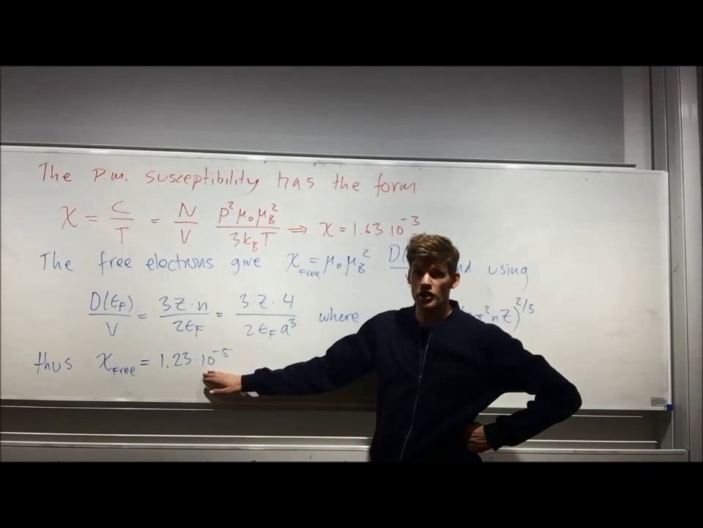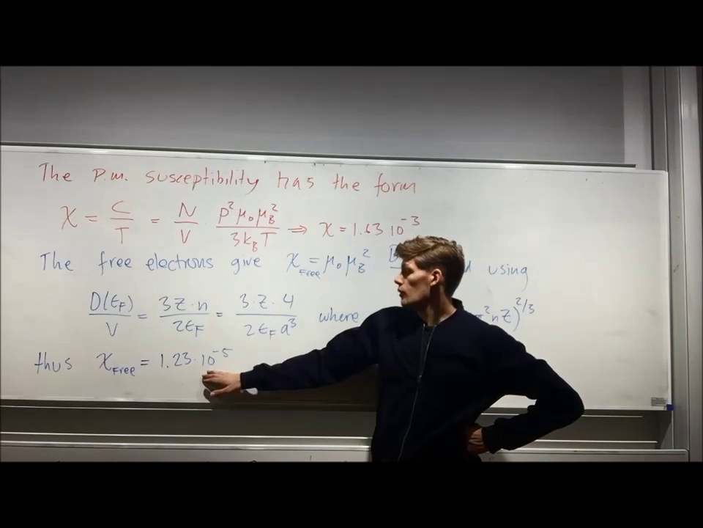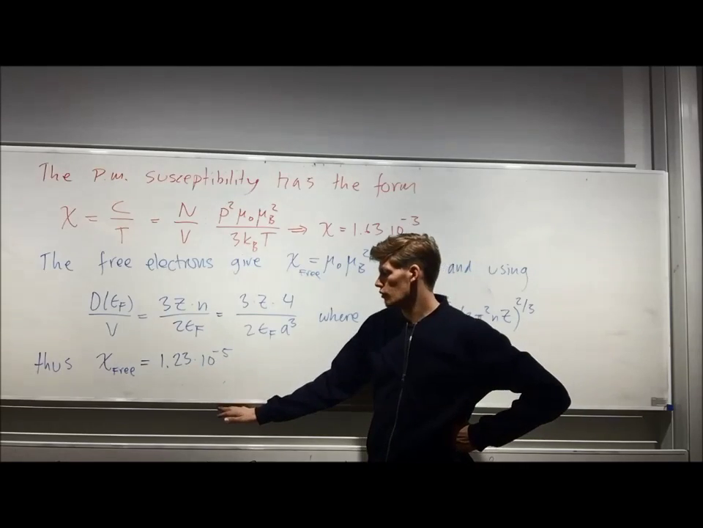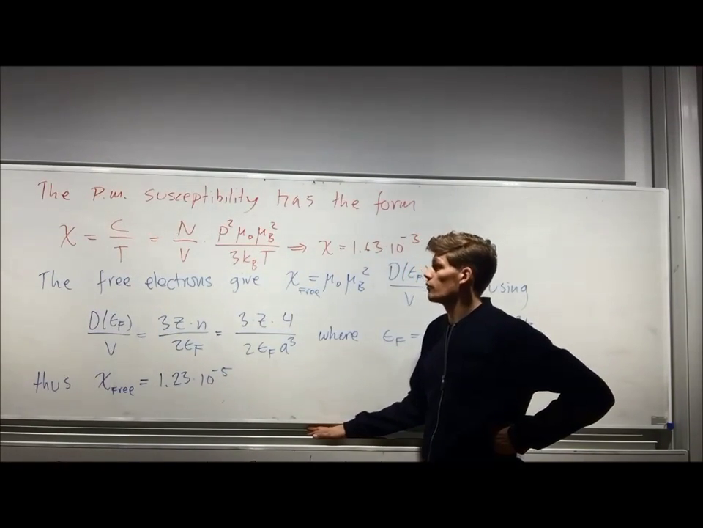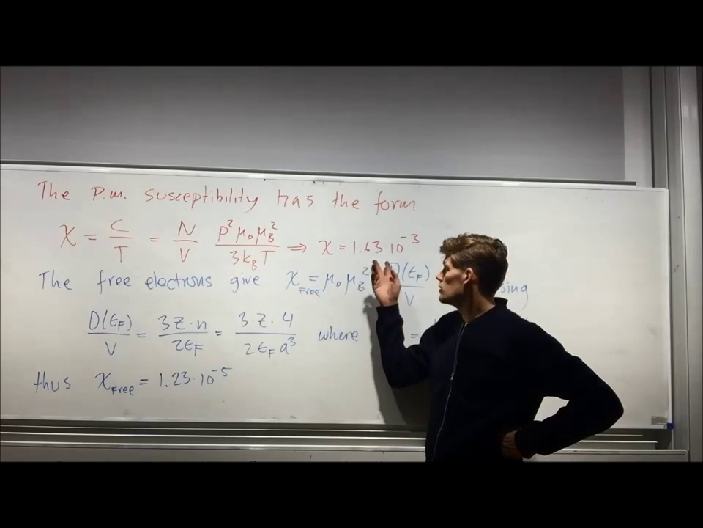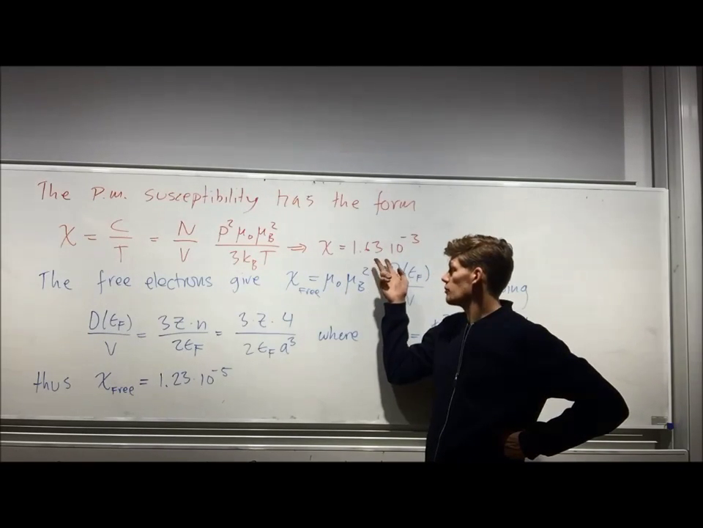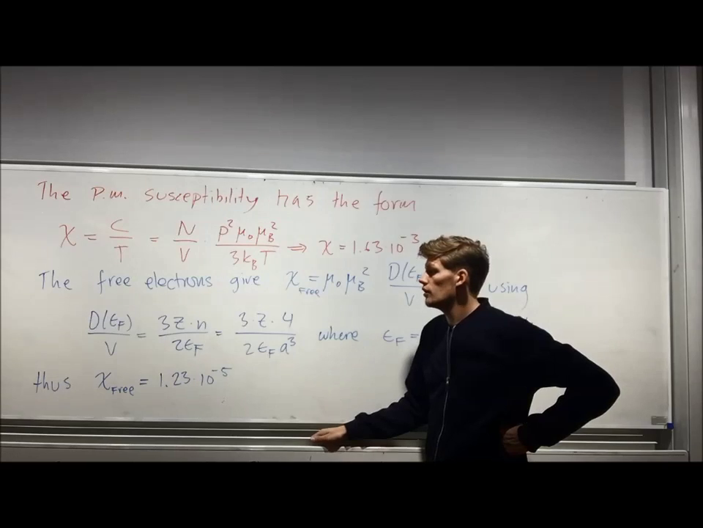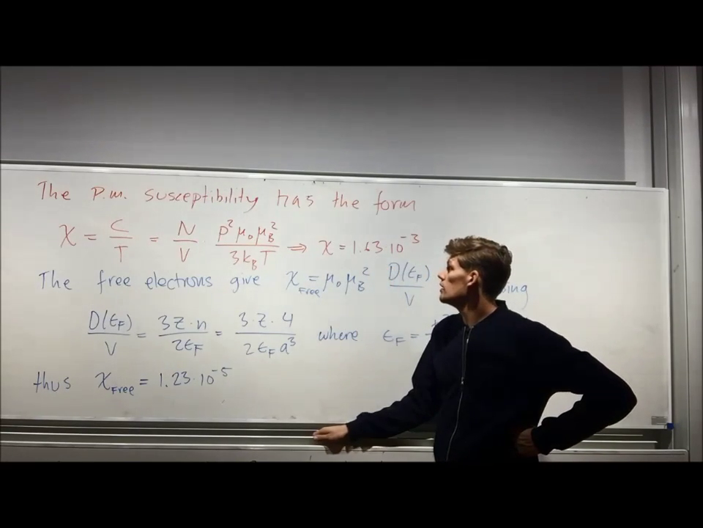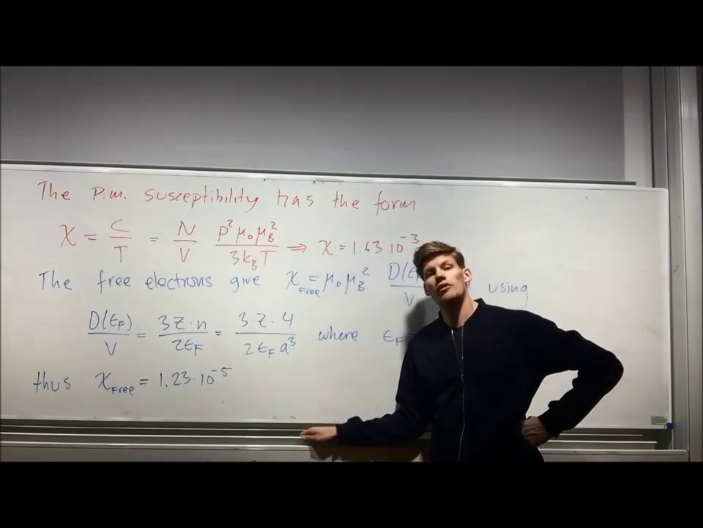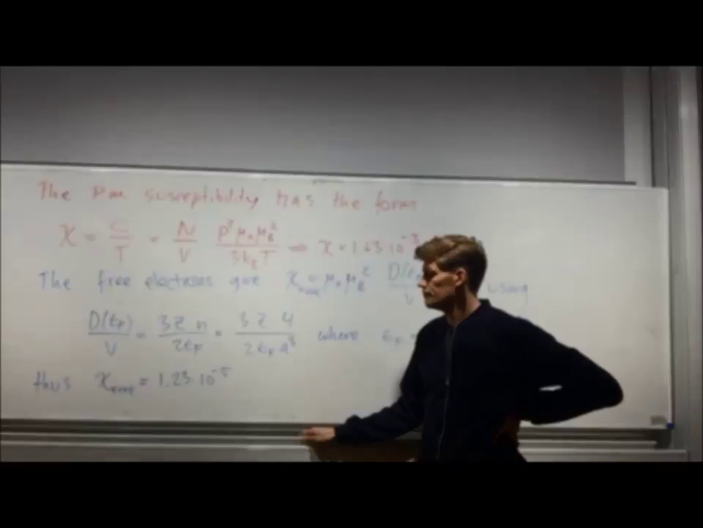And as you see, since this is 2 orders of magnitude less than the susceptibility coming from the f shell, we'll basically answer that the magnetic susceptibility for this particular metal is 1.63 times 10 to the minus 3.